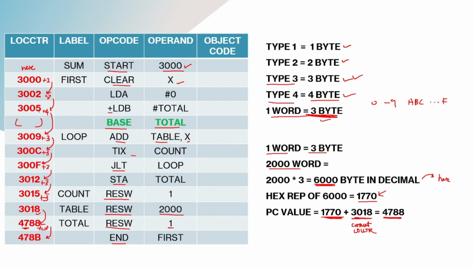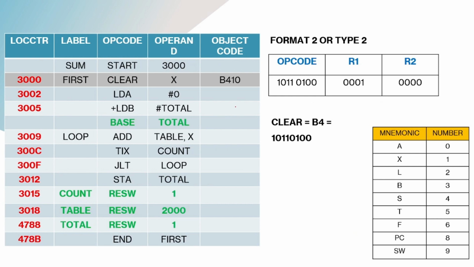And now we'll be using this to generate some object code. So we'll be filling in object codes right here. Now, START 3000, not really needed. So the first instruction that we see right here is CLEAR X. So if you just notice here, and if you know all the formats, CLEAR and X register is being used right here. So this is of format 2 or type 2.